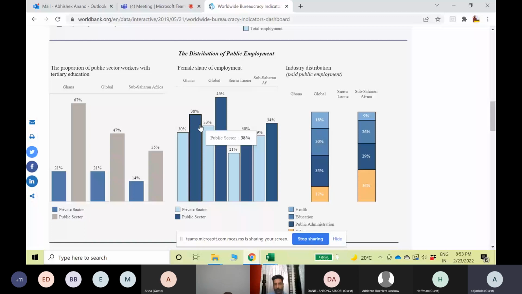But if you look at the peer countries, Sub-Saharan Africa or Sierra Leone, Ghana certainly does much better than the peer countries. For example, in Sierra Leone only 21% of the workforce is female, and only 30% in the government sector. And similarly in Sub-Saharan Africa only 29%, which is similar, and 34% in the public sector. So yes, Ghana does better when it comes to gender equity in the public sector, not so much in the private sector, but at least in the public sector relative to peer economies. Still, some distance has to be covered when it comes to global averages.